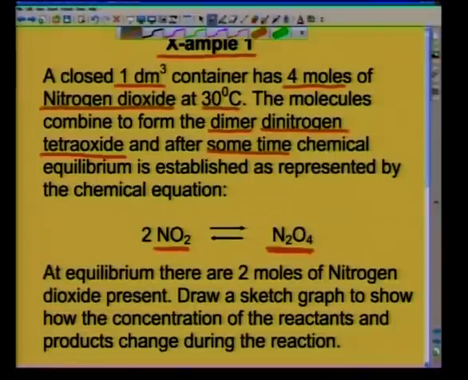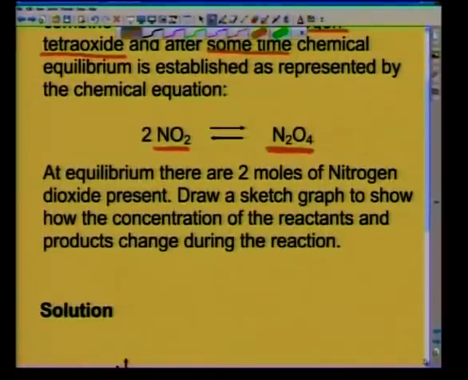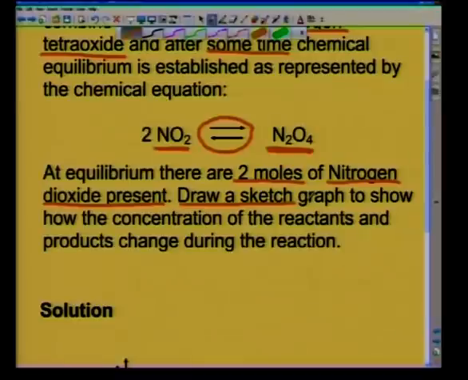Right, 2NO2 reversible. Remember the double arrow tells us that this reaction is reversible, giving us N2O4. At equilibrium, there are 2 moles of nitrogen dioxide present. Draw a sketch graph to show how the concentration of reactants and products change during the reaction.